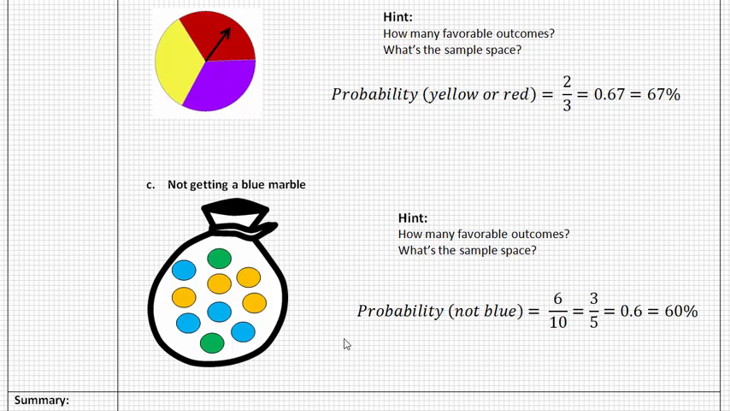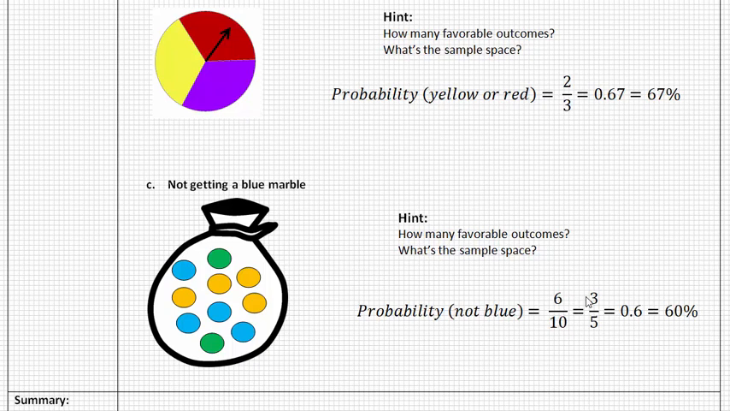How'd you do? If you counted up that there were 6 marbles in this bag that are not blue, 4 yellows and 2 greens, I would agree with you. That would be our favorable outcomes in our numerator. And there are 10 total marbles, so that's our sample space in the denominator. But 6/10 is not a simplified fraction, so we have to simplify it.